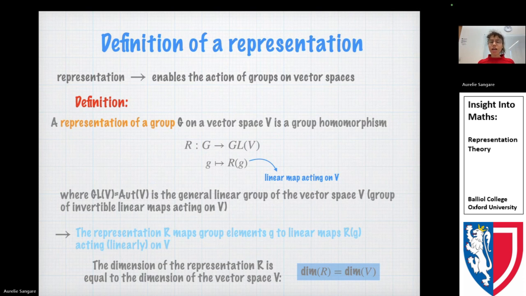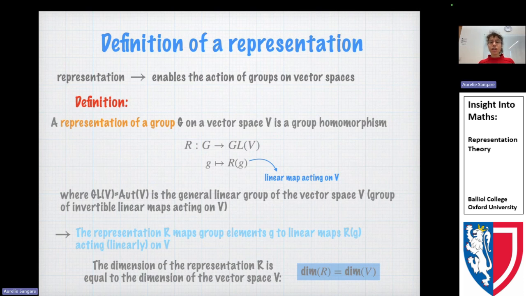So R of g, we call it a representation map, and it is just a linear map acting on the vector space V. And here I just want you not to be confused by the fact that when we talk about the representation of a group on a vector space, so when we consider the representation R, we talk about the representation of a group G on a vector space V. But truly the representation itself goes from the group G not into the vector space V directly, but it goes into the general linear group of the vector space V. So it goes into the group of linear maps which act on the vector space V. So that is what your representation is.